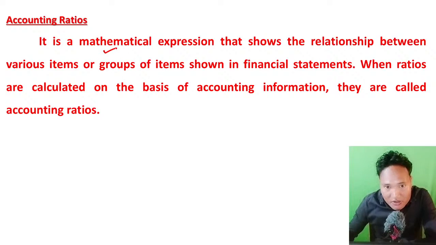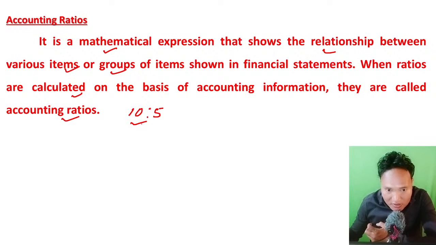It is a mathematical expression that shows the relationship between the various items or groups of items shown in the financial statement. When ratios are calculated on the basis of accounting information, they are called accounting ratios. It means when any mathematical value, for example, 10:5, this is a value, and the formation of a value in this way is known as a ratio. Now we must remember that ratios are always converted into the lowest form, that is, 10 by 5, your ratio will be 2:1. So this is called an accounting ratio.